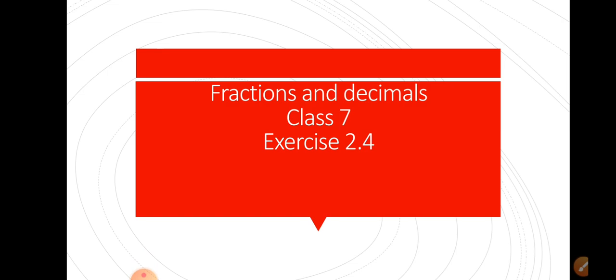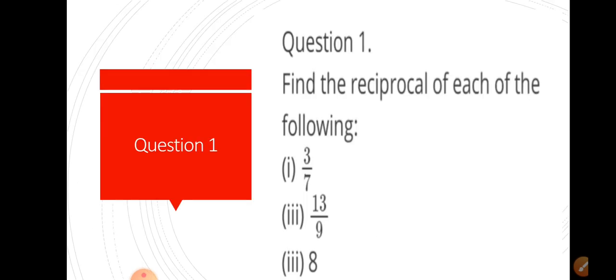This exercise explanation we have discussed in the previous lectures, division of fractions. So this exercise is based on division of fractions. Starting with the first question, find the reciprocal of the following. Reciprocal: we shift the numerator to the denominator side and the denominator to the numerator side.